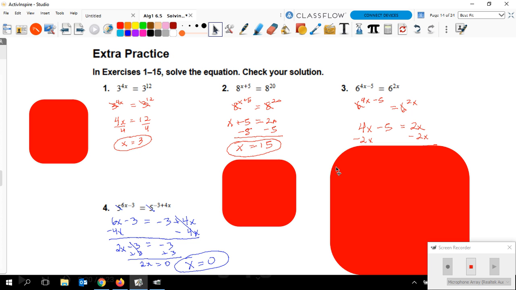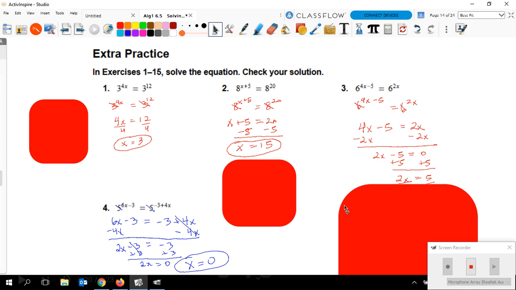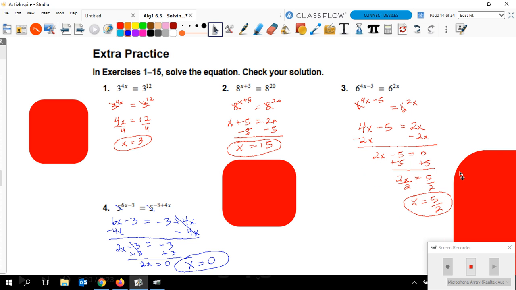So if I subtract 2x, that would now give me 2x minus 5 on the left side and 0 on the right side of the equation. Then I would add the 5 to move the 5 over to the right side. So add 5 to both sides. So now it gives me 2x on the left side and 5 on the right side. And then just divide by 2. When I divide by 2, the 2's will cancel out, so x is equal to 5 over 2. So the answer there was 5 over 2, or you could say 2.5. That would be the same answer as well.